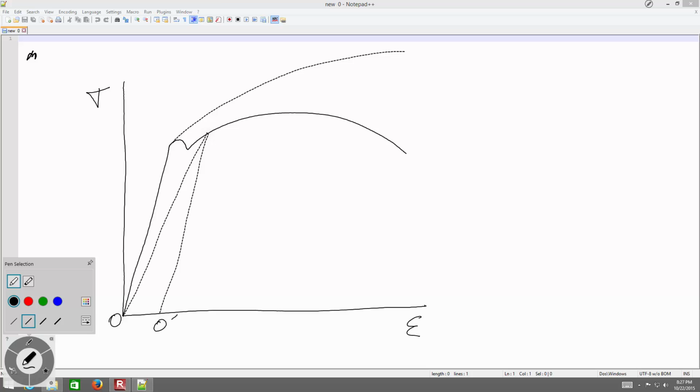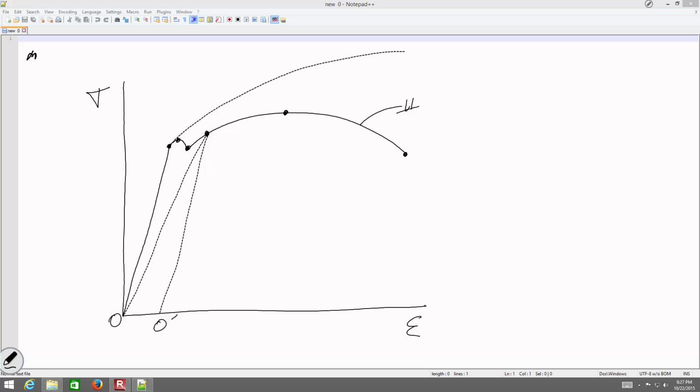O prime. This is 2, this is 1. D, C, E, F, G, and H. I believe I have it all.